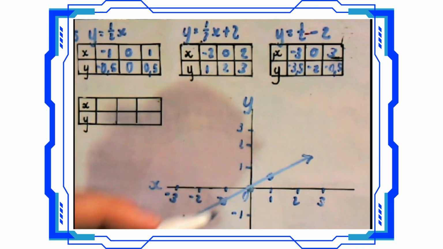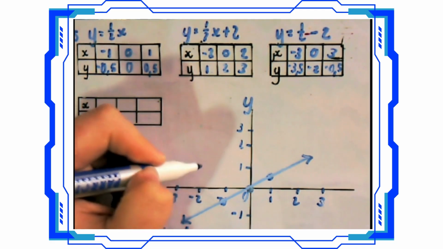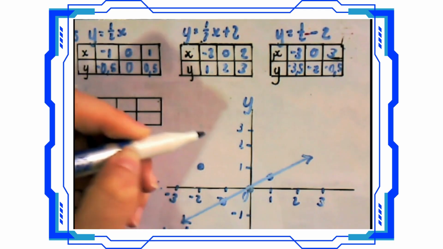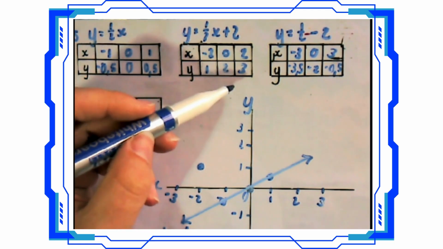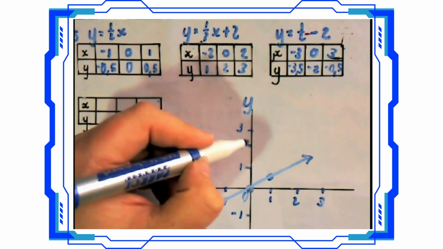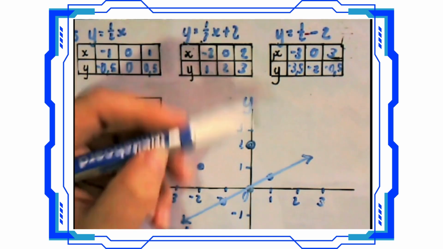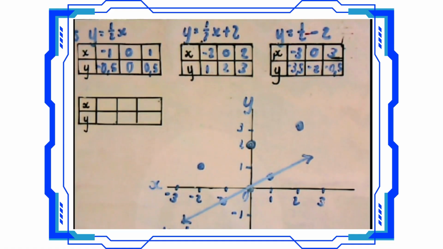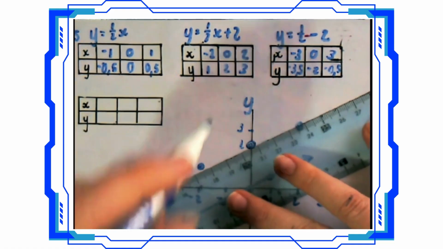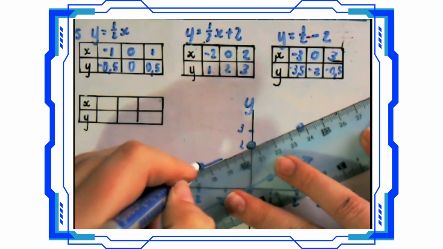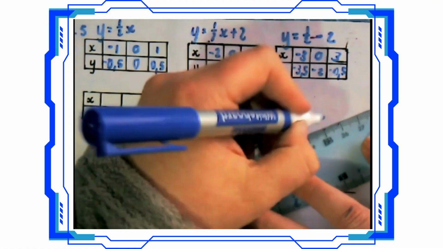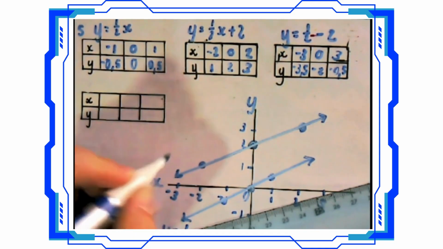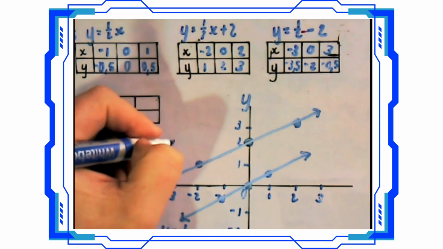So by -2, it's going to be 1. By 0, so x is 0 on my y-axis, it's going to be 2. And then by 2, it's going to be 3. So I have all of them, and I just connect them and write the equation next to it.